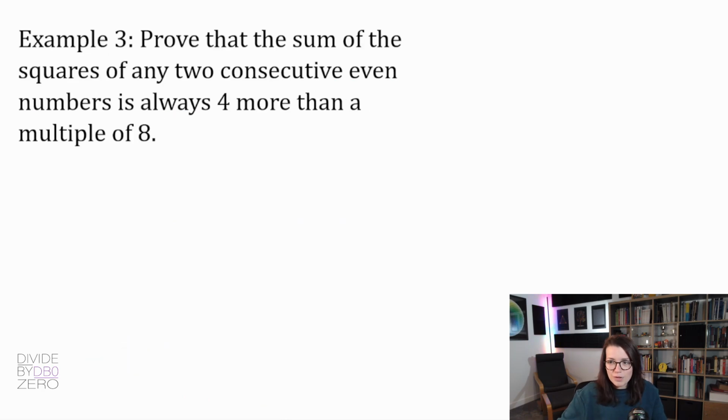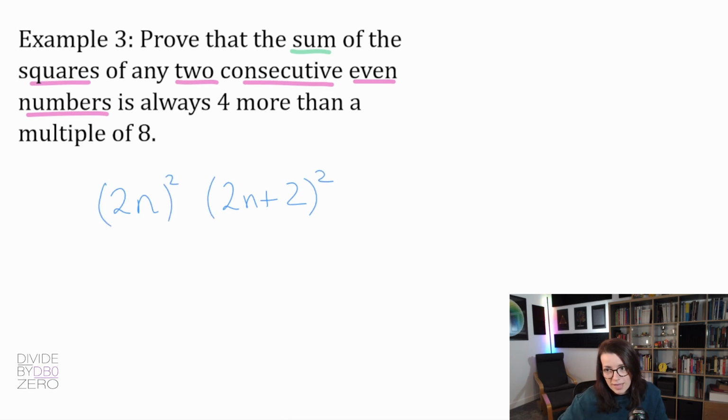Third example, prove that the sum of the squares of any two consecutive even numbers is always 4 more than a multiple of 8. Just got to break it down. We've got the sum, the squares of any two consecutive even numbers. So for our two consecutive even numbers, we could use 2n and 2n plus 2. And this time we want to square them. So let's square both. And then the word sum means we want to add as well.